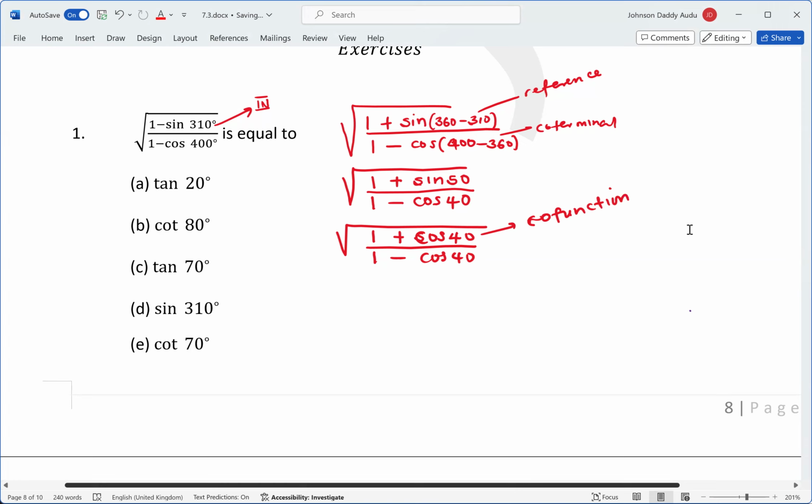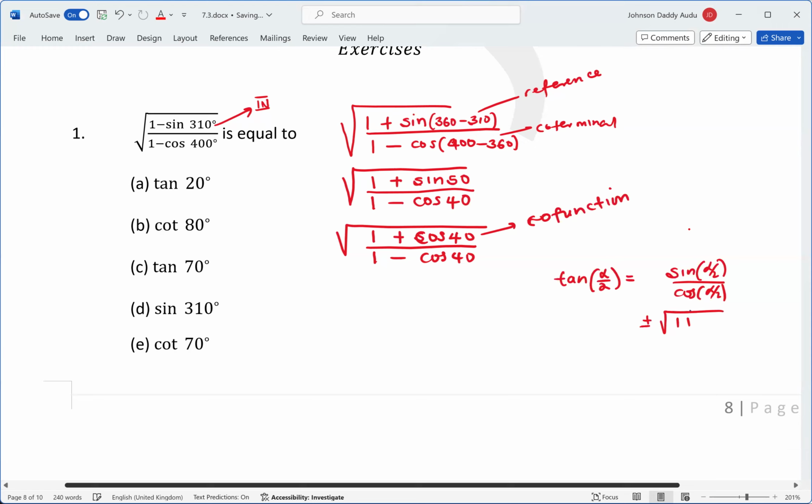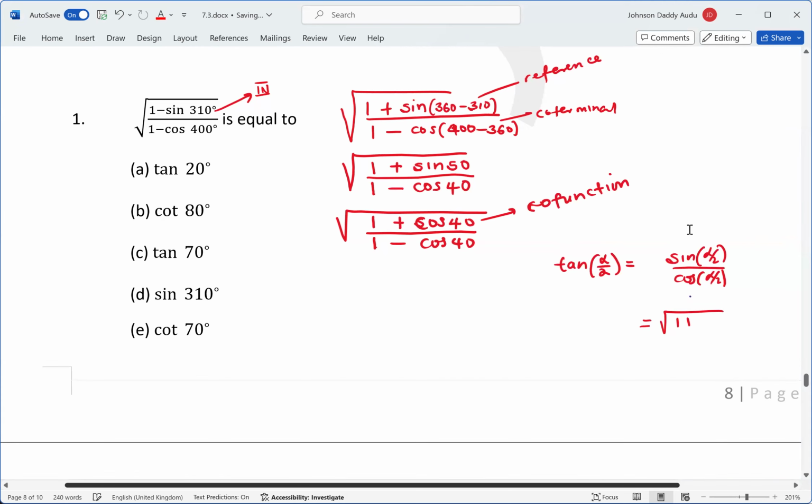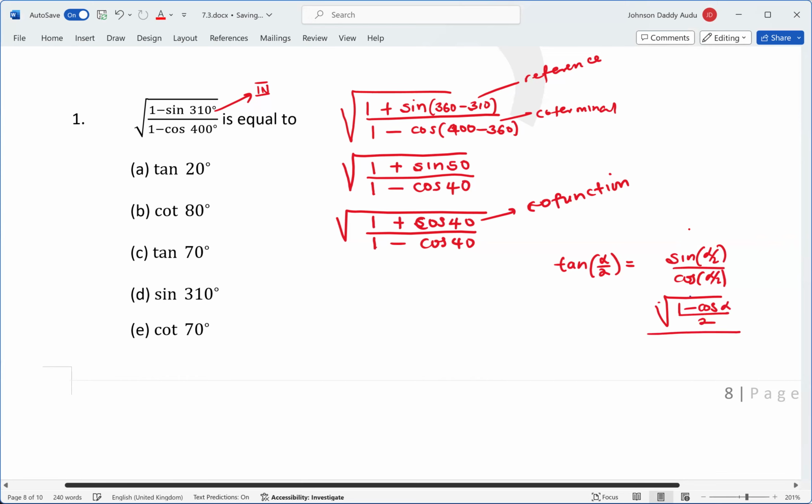But we know that tan is supposed to be what? If you remember how we solved this one the other time, tan alpha over 2 is simply plus or minus sine alpha over 2 over cosine alpha over 2. You remember this? But what is sine alpha over 2? For sine, it's the root of 1 minus cosine alpha over 2, then divide by, for cosine, 1 plus cosine alpha over 2.